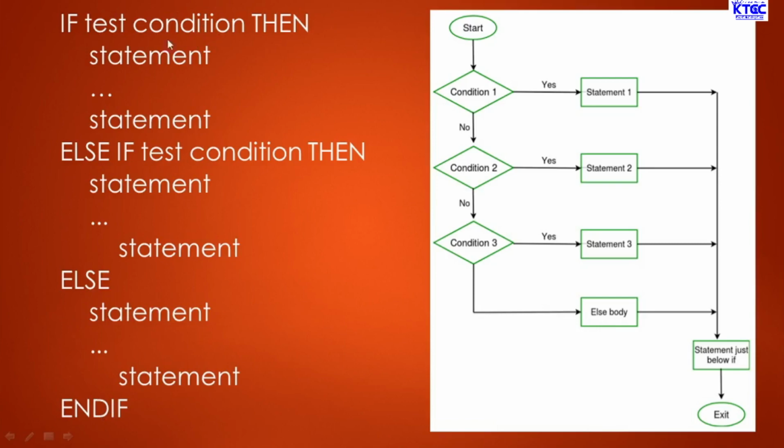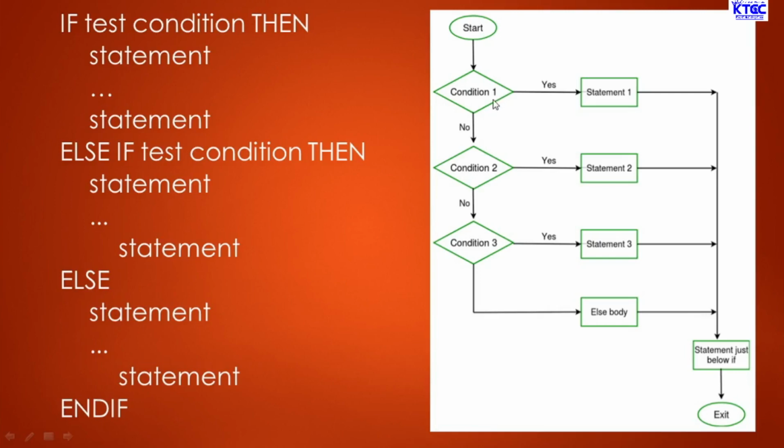And if this condition is met, this one and this one will be executed, and this one will be skipped. If this is met, this and this will be executed, and this and that will be skipped. If the last one is met, the last one will be executed, and then the second and top ones will be skipped. So this is a flow chart for that.